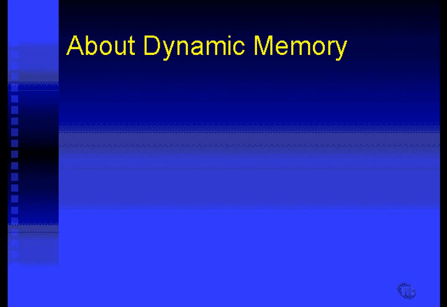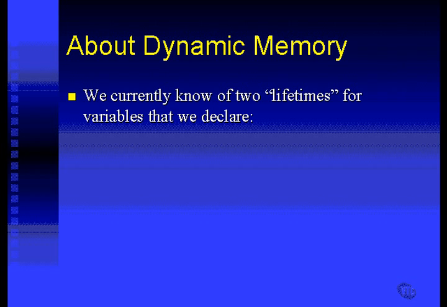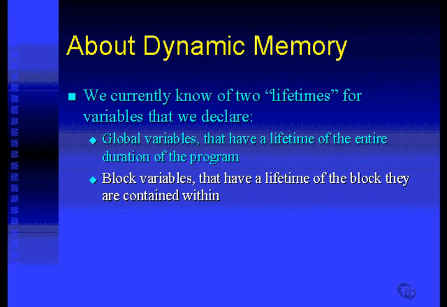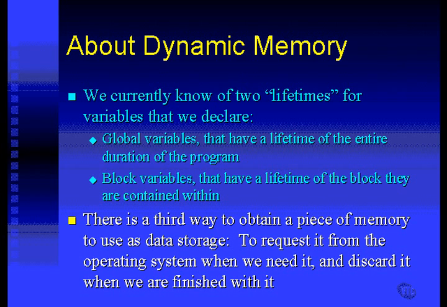Now, recall from our earlier discussion on scope that there are two lifetimes that a variable can have. The first is variables that have a lifetime of the entire duration of the program. And the other, of course, is block variables or stack variables or local variables that have the lifetime of the block they are contained within. With what we know about C so far, those are the only two lifetimes that we as a programmer can take advantage of. But by using dynamic memory constructs, we can actually have a third way of obtaining memory.